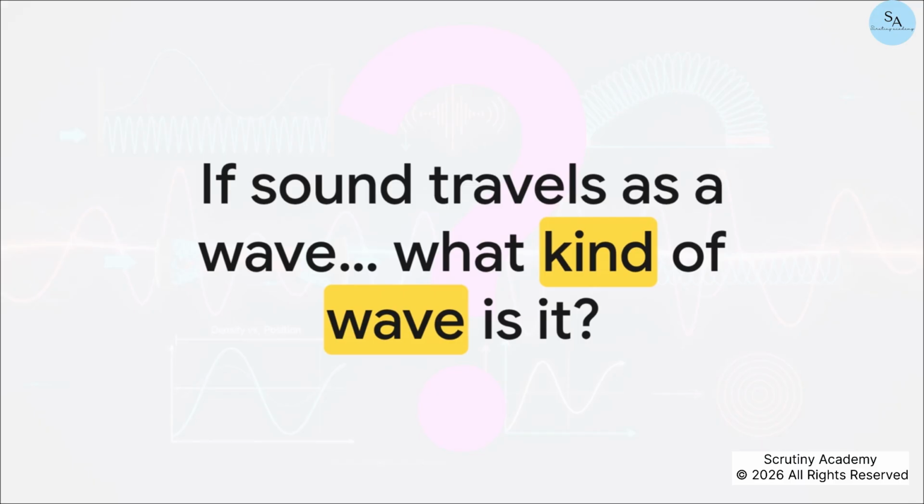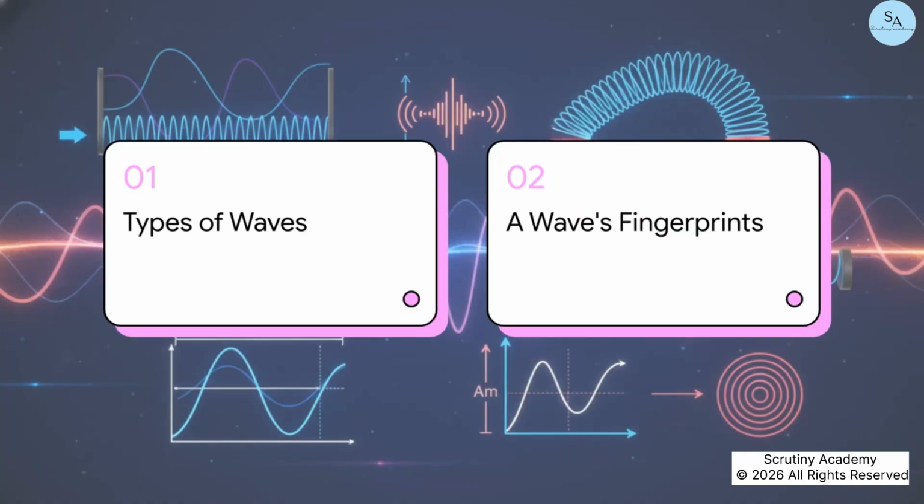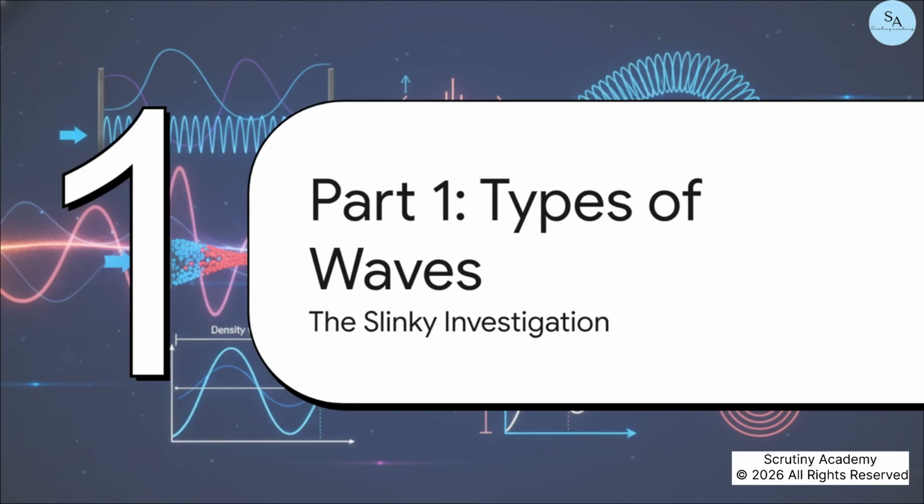Okay, let's dive in. So what's our game plan? First, we're going to investigate the two main types of waves. These are our main suspects. Then we'll dust for fingerprints, so to speak, and identify the four key characteristics that define every single sound wave out there. All right, let's jump right into part one, understanding the types of waves.